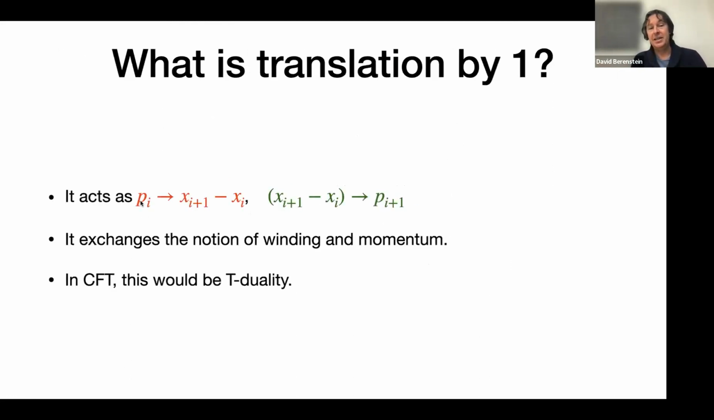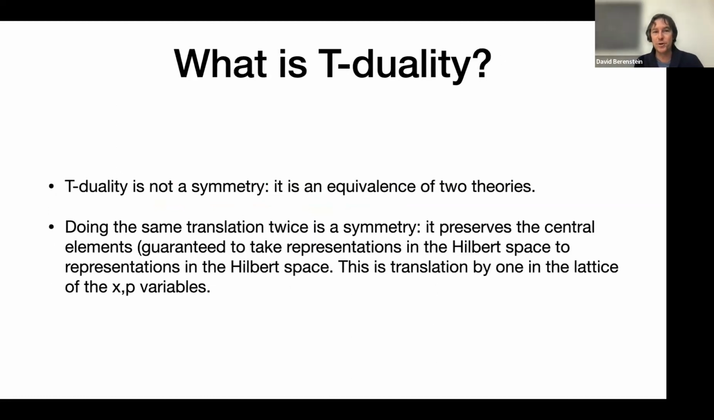It acts by sending P to the difference of the x's, and the difference of the x's to the next P. So it exchanges the notion of winding and momentum. If I do CFT, this would be T-duality. So this weird symmetry that I had is T-duality. And if you've seen a lot of papers about non-invertible symmetries, T-duality shows up as one of those. But I was taught that T-duality is not a symmetry. It's an equivalence of two theories. So what really is going on is that if you do the same translation twice, you get a symmetry.